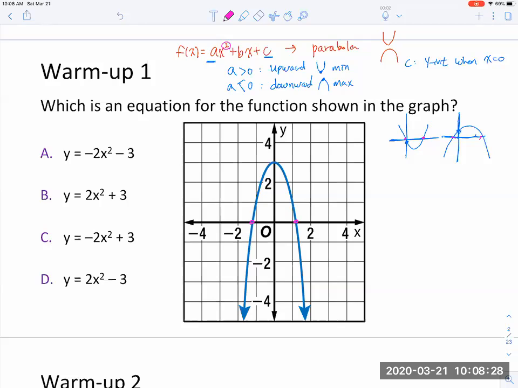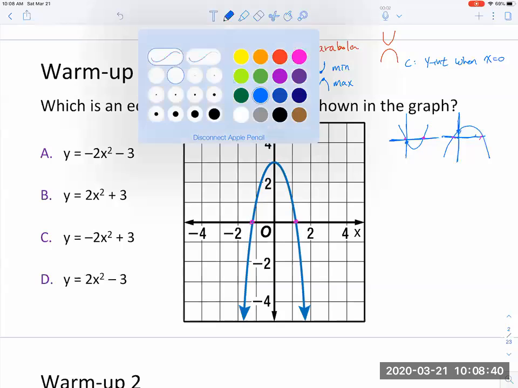All right, so I'm going to give you another 30 seconds. Think about it: which quadratic function corresponds to this graph? You may stop this video for a second. That's fine. All right.